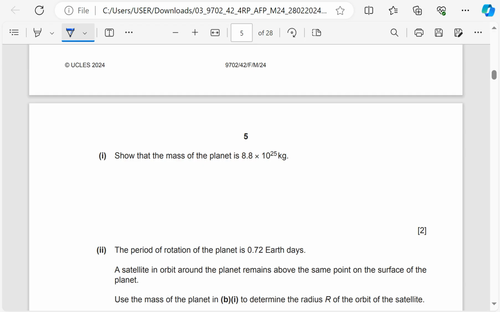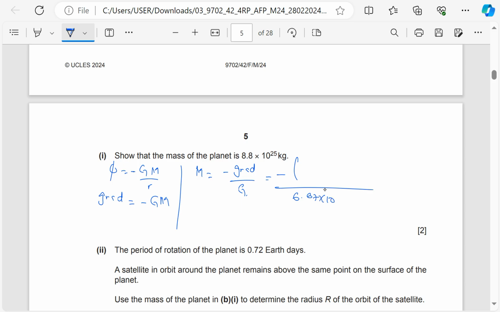Show that the mass of the planet is 8.8 times 10 to the power of 25. So I will say from phi equals negative GM over r, this is negative. It means that the gradient is equal to negative G times M. So I want to find M. So M is going to be negative of the gradient divided by capital G. So I'm going to choose 2 points from the graph. Then I'll divide this by G, which is 6.67 times 10 to the power of minus 11.